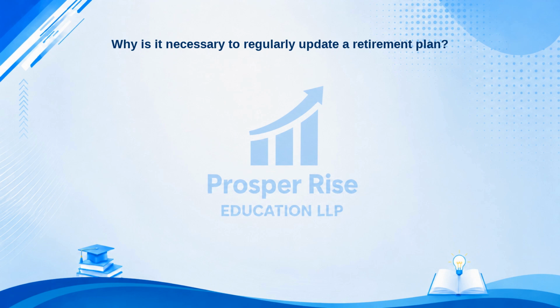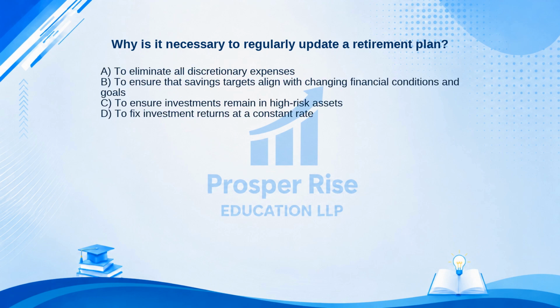Why is it necessary to regularly update a retirement plan? Here are your options. A. To eliminate all discretionary expenses. B. To ensure that savings targets align with changing financial conditions and goals. C. To ensure investments remain in high-risk assets. Or D. To fix investment returns at a constant rate.